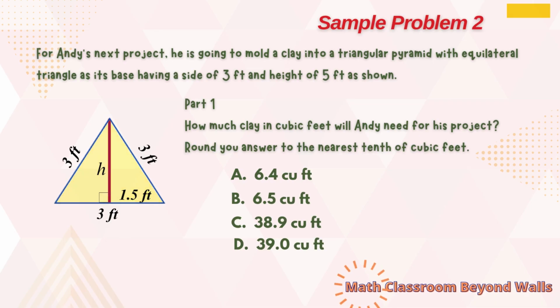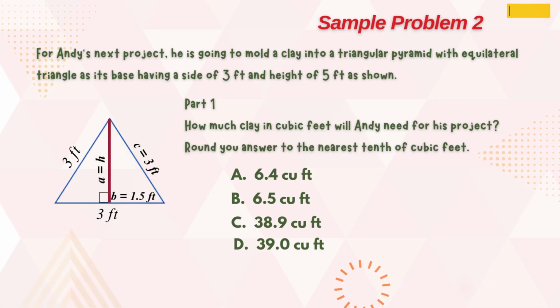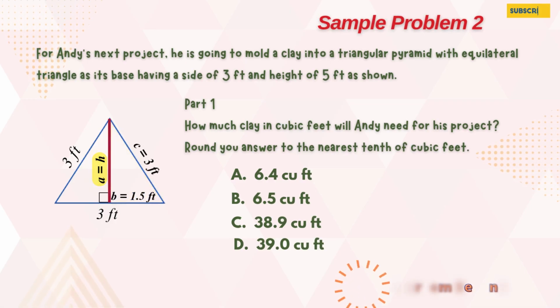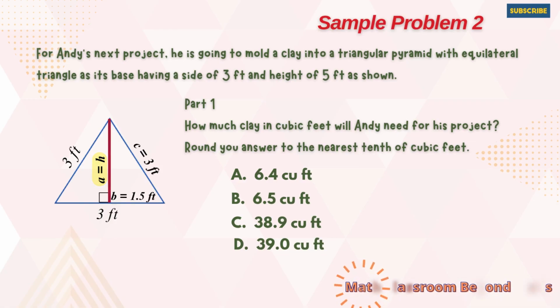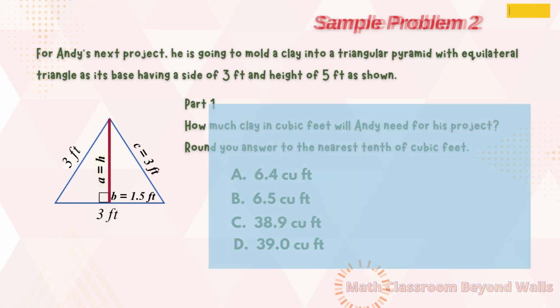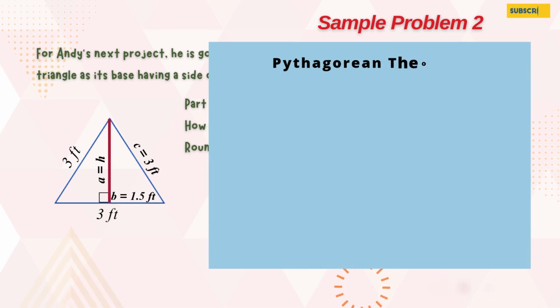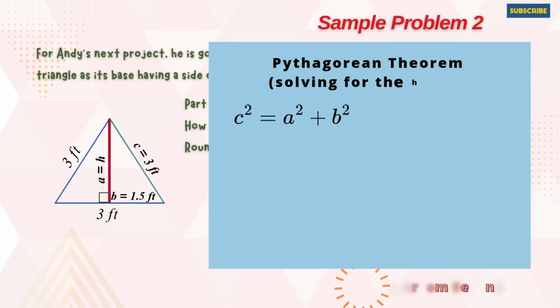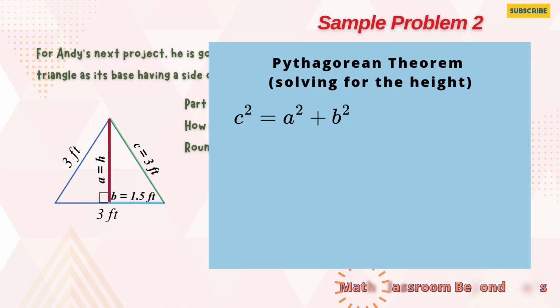Okay, let us focus on the right triangle on the right side of the figure. We will label its sides with A, B, and C. Note that height h of the triangle here is now labeled as A. Because h is now a part of a right triangle, we can now apply the Pythagorean theorem in solving for its value. Here is the Pythagorean theorem formula, where C is the hypotenuse, and A and B are the legs, the other sides of the right triangle.